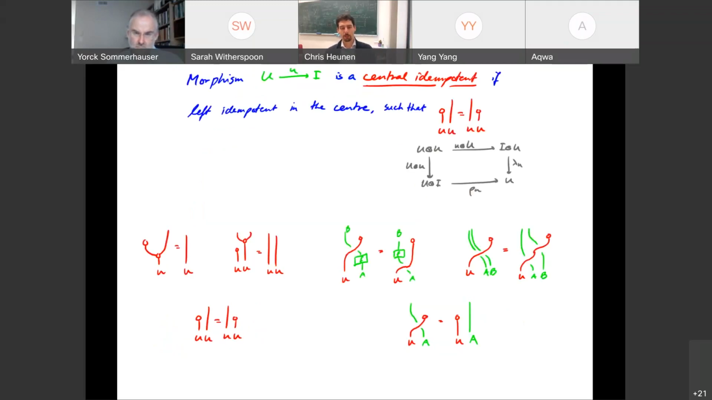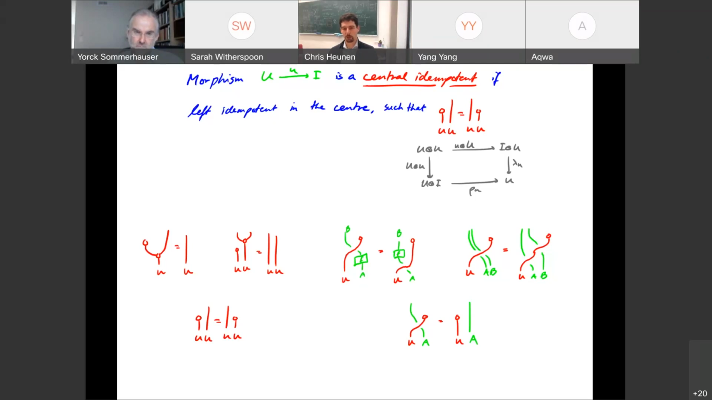Now I'm going to connect them. This is the definition of a central idempotent. So a morphism into the tensor unit is central idempotent if a couple of things happen. First of all, I want the thing to live in the center of the monoidal category. So this is the thing we talked about last time. That means it is not just a morphism from big U to I. Big U comes with a half braiding, and little u respects this half braiding. So it's a morphism in the center.